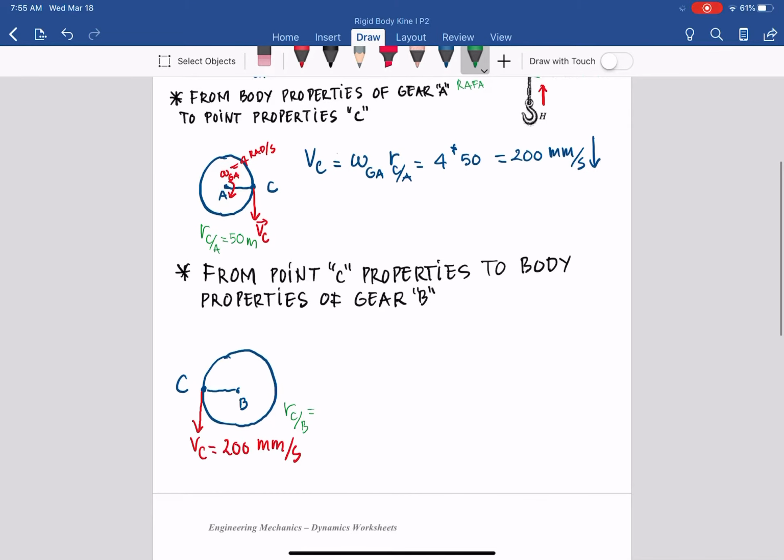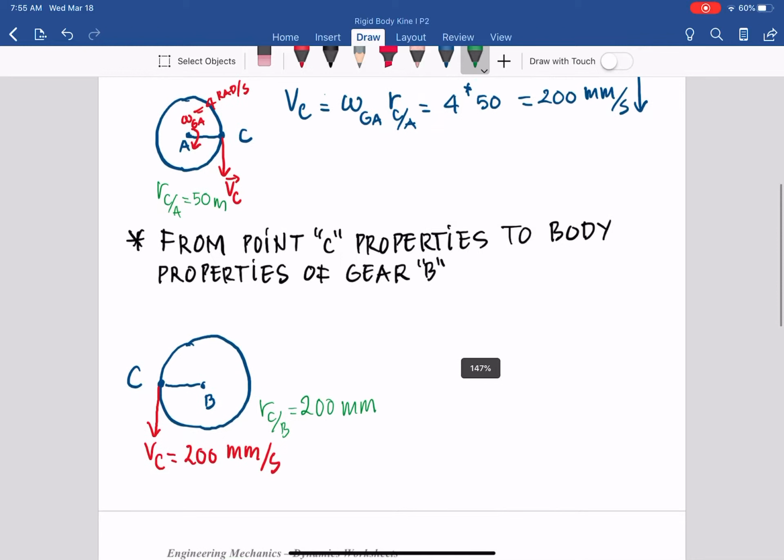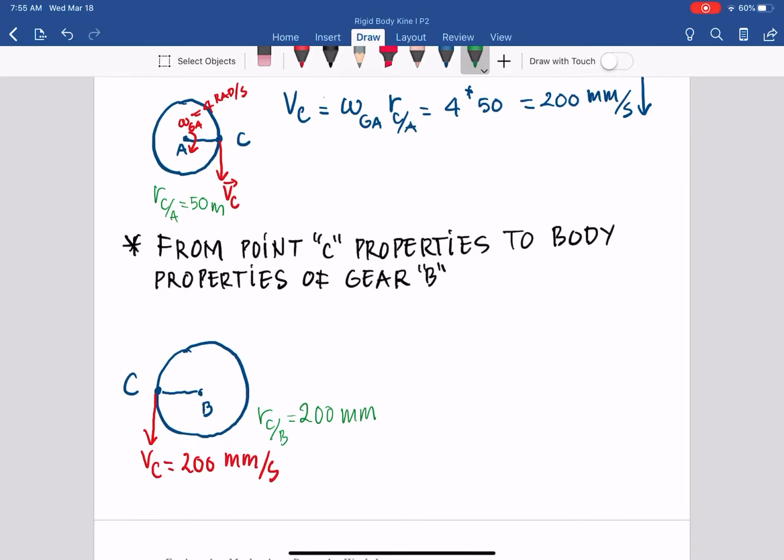So let's write down 200 millimeter. And here Vc going down. The omega of gear B has to be consistent with Vc, and in this case, consistent means counterclockwise. Omega gear B. Everyone see there? Okay, so that is the Rafa stick for Vc on gear B.